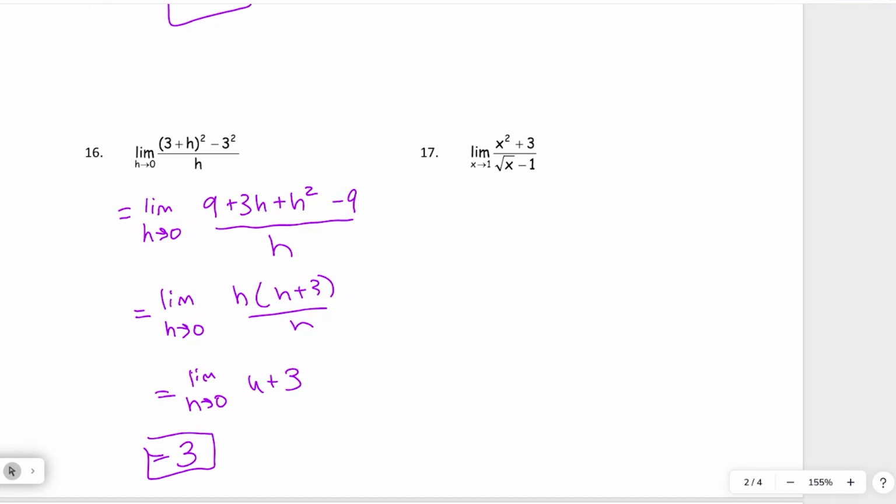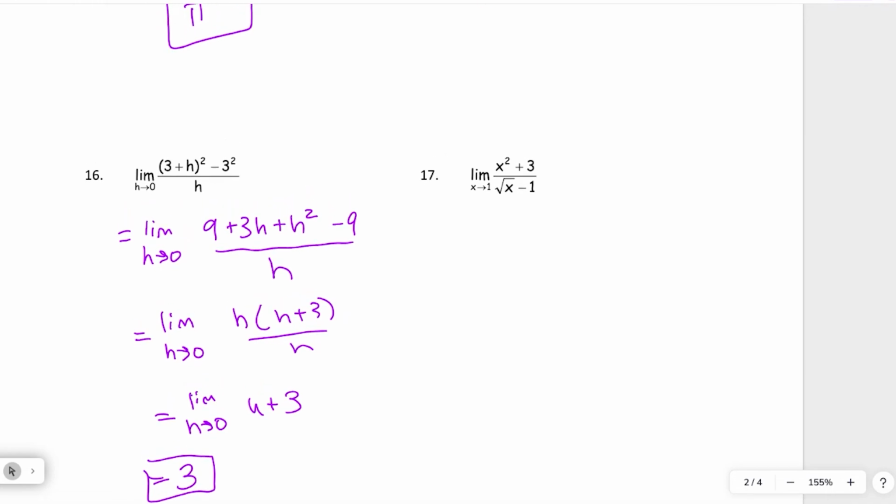Number 17. We cannot plug in 1 here. It's going to make the denominator 0. It does not make the numerator 0, though. So 1 makes the denominator 0, but it makes the numerator 4. Since that numerator is not 0, that means we have a vertical asymptote.